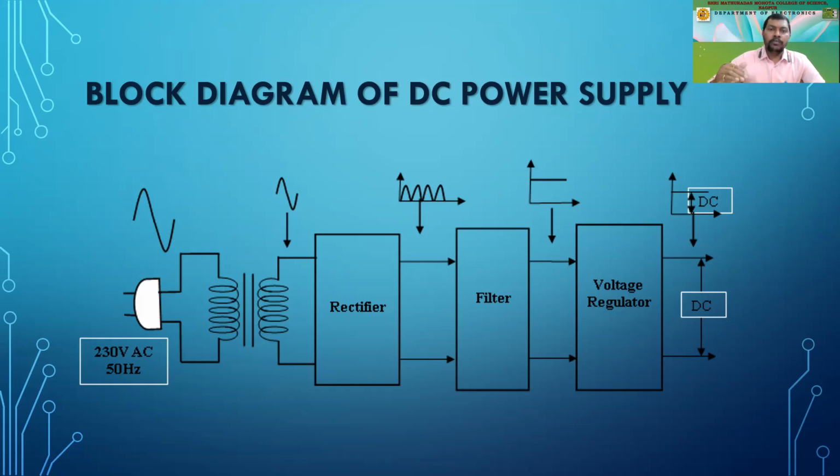Step down means we are going to reduce the AC voltage, right? So here we are going to use the step down transformer, where we are applying 230 volt AC at 50 hertz frequency, and at the secondary we are expecting a voltage of around 12 volt, right? So this is a step down transformer.